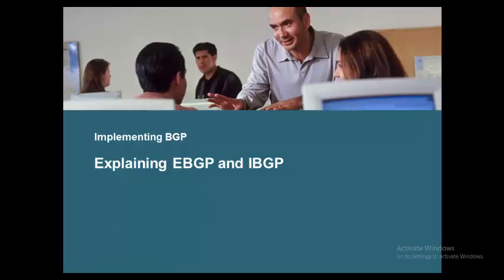In last class, we saw about EBGP and IBGP, as well as the difference between them. Not only just internal and external, there is also a difference in forming adjacency, forming neighbor. EBGP by default will form neighbor if the neighbor is directly connected.